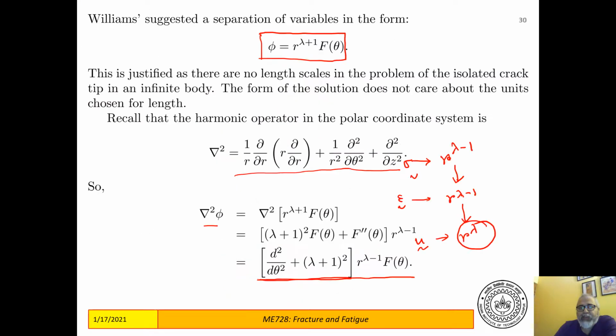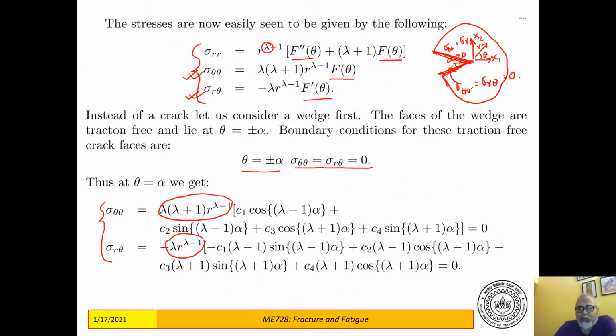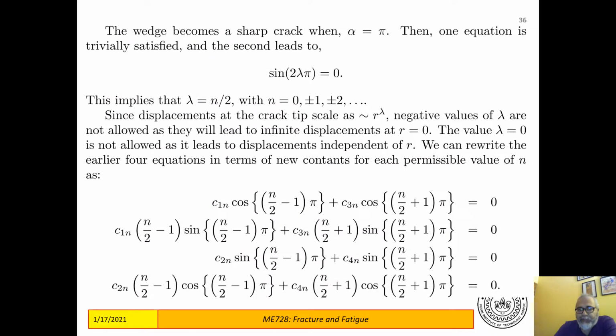So we are only left with the positive, non-zero values of n, which means physically lambda can be half, 1, 3 by 2, and so on. These are the physically allowed values of lambda. Now, for each of these, we have one solution. So this we call lambda 1, this we call lambda 2, this we call lambda 3, and so on.